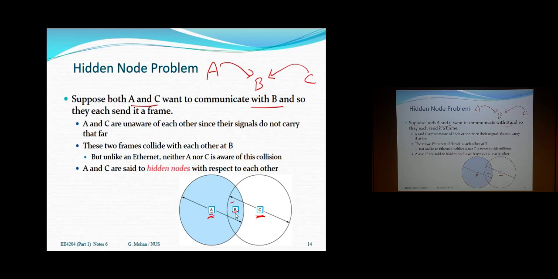So what happens? B receives from A as well as C simultaneously, and there is a collision at B. That means A's frame, which was sent to B, collided with C's frame, which was sent to B. But A does not know that its own frame has collided. Similarly, C does not know that its frame has collided at B. Why? Because C's transmission cannot reach A, so A has no clue, or A cannot detect collision. A's transmission cannot reach C, so C cannot detect any collision. Is that fine?